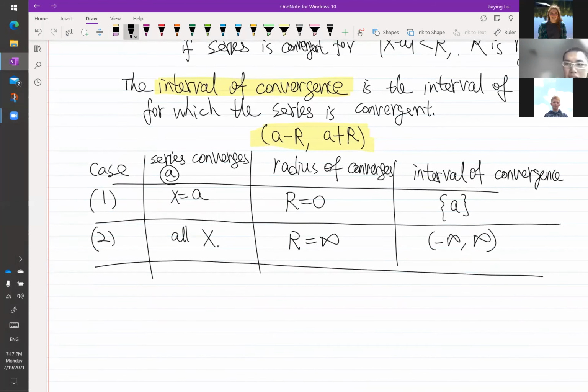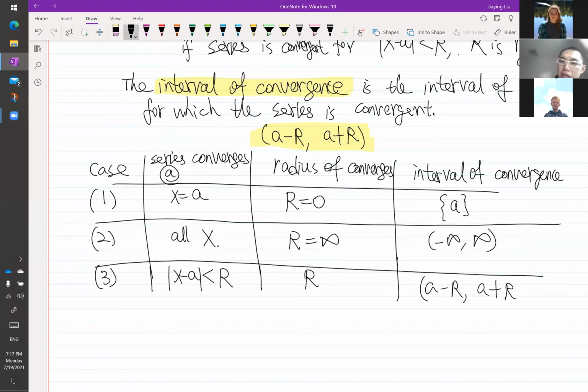And the third case says that the series converges for |x - a| < r. If you have this case, then r will be the radius of convergence, and the interval of convergence will be from a - r to a + r.